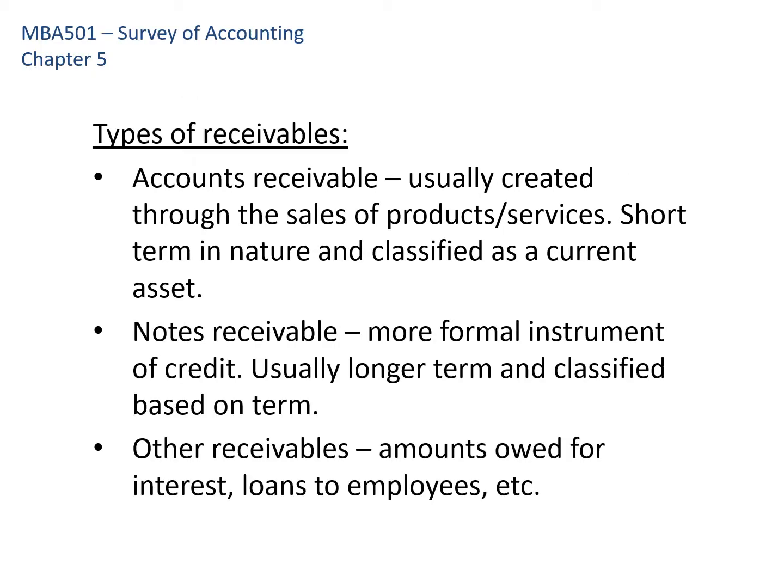So first of all, let's look at receivables in general. The receivables are when people owe the company money. So it's money or cash that we're going to receive in the future. The most common type of receivable is accounts receivable. That happens when we sell product to customers on credit, usually net 30 terms, so they pay within a month for either selling them a product or providing them with a service. So they're very short-term in nature, and they're classified as a current asset.